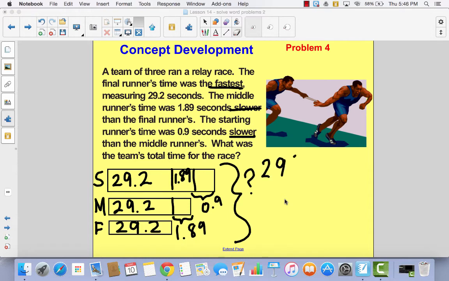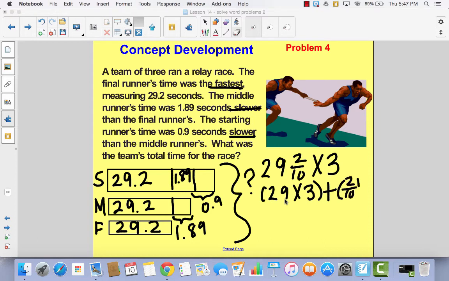29 and 2/10 times 3. Let's think about that for a minute. 29 and 2/10 times 3. That would be 29 times 3 plus 2/10 times 3. Well, 29 times 3, why don't you pause the video and figure that out, and then let's come back and discuss that together.